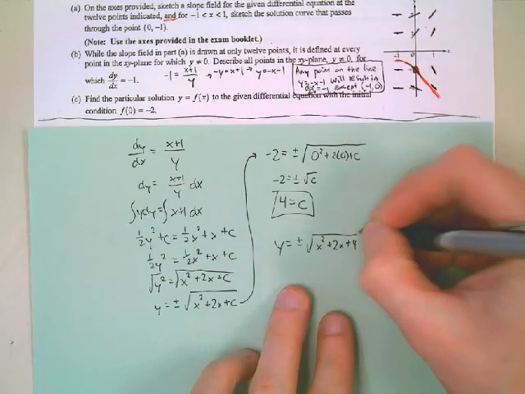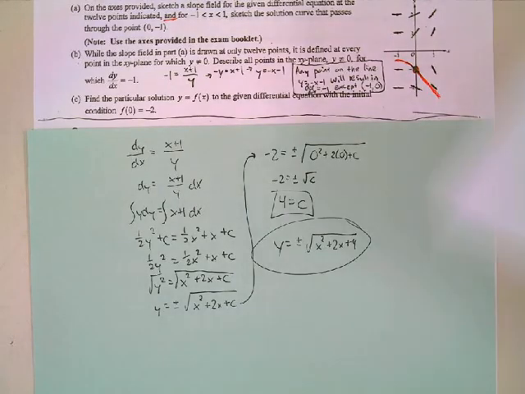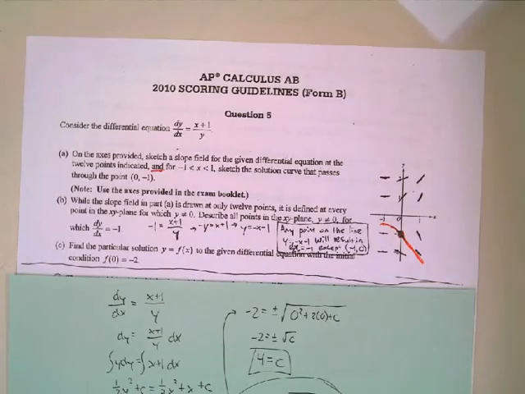Okay? So there it is. And for kicks and giggles, I have the scoring guidelines here too. We can kind of see. Okay, just for funsies. You having a giggle? You having a laugh?